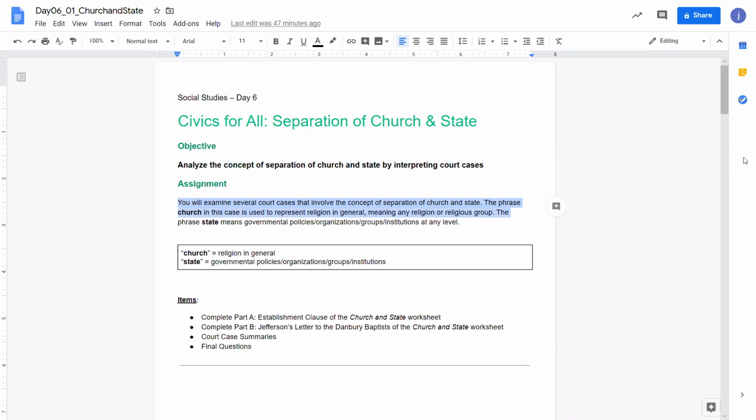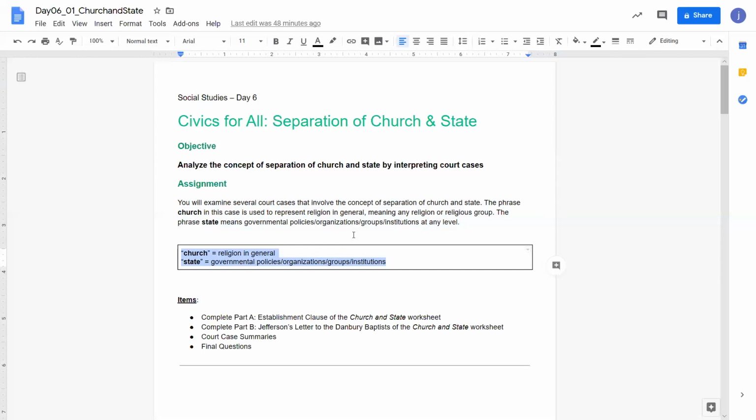The phrase church in this case is used to represent religion in general, meaning any religion or religious group. The phrase state means governmental policies, organizations, groups, institutions at any level. So it is important to get these two definitions. Anytime the government uses these two words, they don't mean exactly the dictionary definition, but what was given here. So church refers to religion in general, unless they say a very specific church.